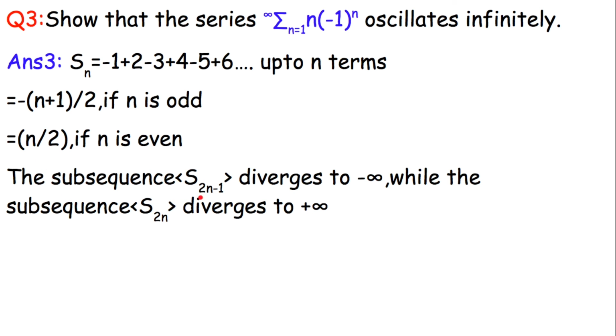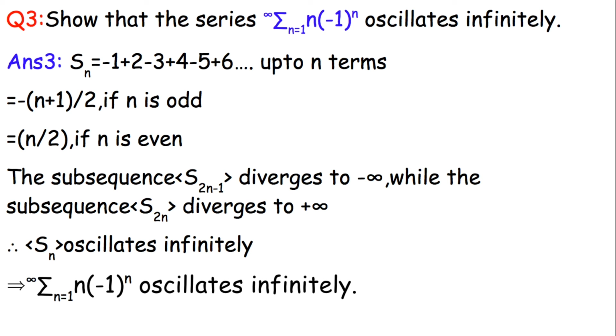So once we know that it is an oscillating sequence, we can simply say that one time it approaches minus infinite and another time it approaches plus infinite for the partial sums of the subsequences. Therefore Sn oscillates infinitely, which implies that our infinite series should also oscillate infinitely.